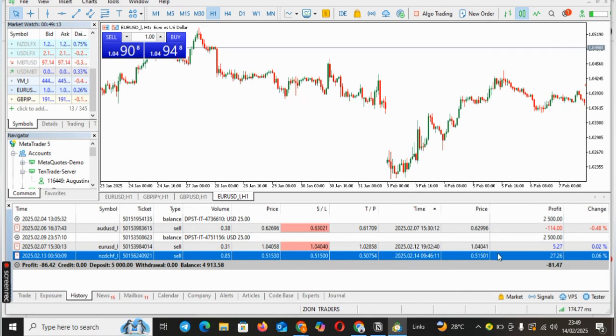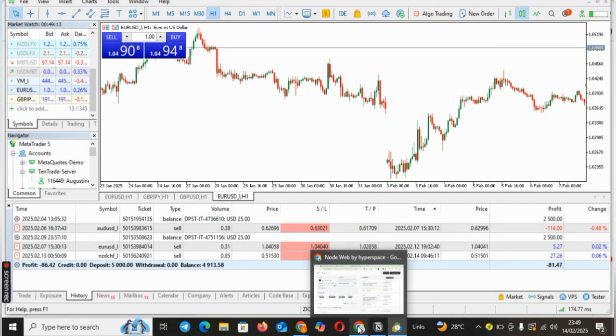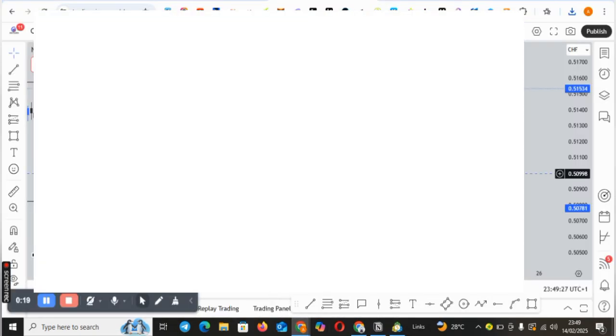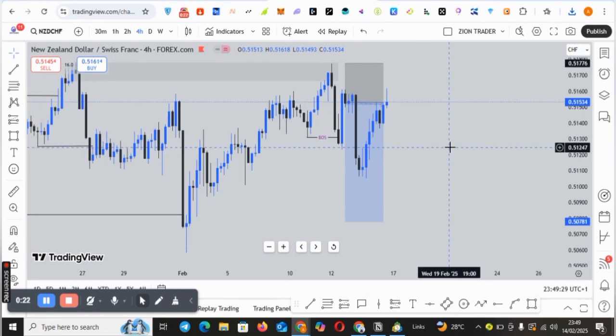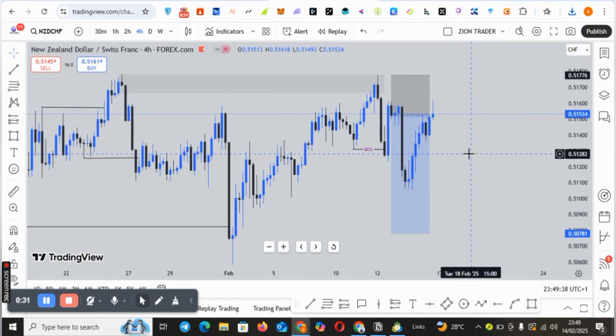So currently we are in minus, that's negative, right? But hopefully, guys, everything is going to be back. We are going to end this month profitable, right? So by God's grace, we are going to make withdrawals this month again, no matter how small it is, right? So gradually keep on scaling higher.